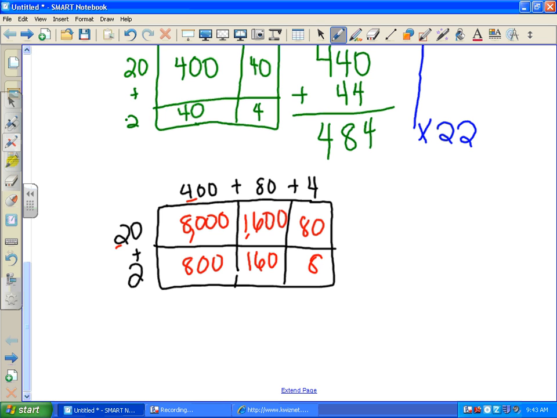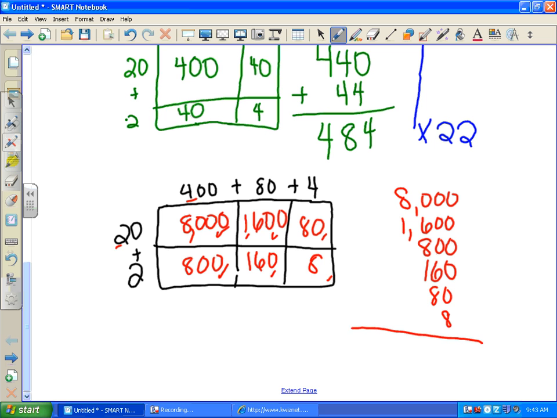Sometimes I can't do this in my head, so I can come over here and line them up. 8,000 plus 1,600 plus, is there any other 800s? So I've got 8,000, I've got 1,600, now I'm going to do 800. Make sure you line them up correct. 160, then what do I need? 80, then what do I need? Oh, now I have everything. Now, do you see how we've lined them up? If you didn't line up, you get some different answer.